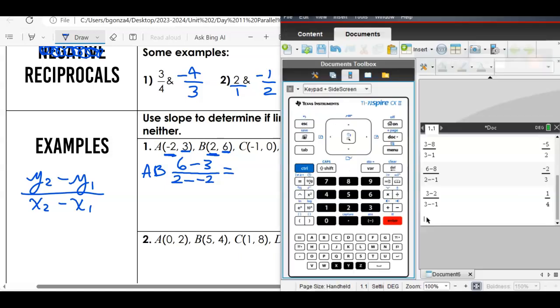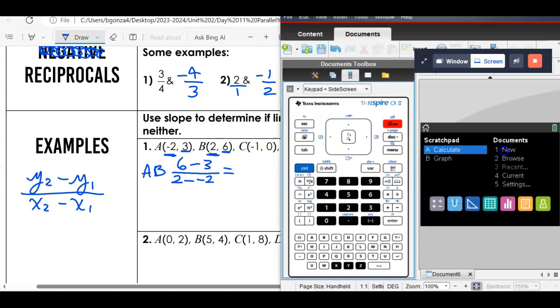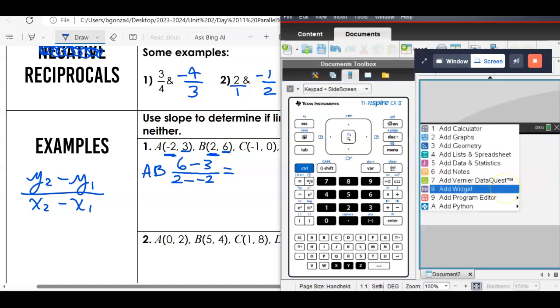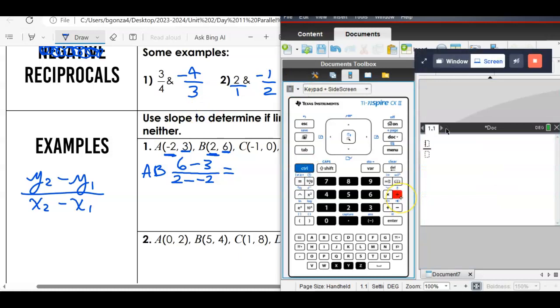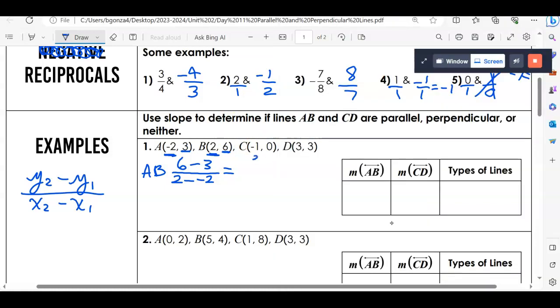Now, remember, you can do this in one step on your calculators. You do a new document, don't save, number 1. Control, divide, 6 minus 3 on top, 2 minus negative 2 on the bottom, and we get 3 over 4. All right, now CD, by the way, write that in your first box, 3 over 4.